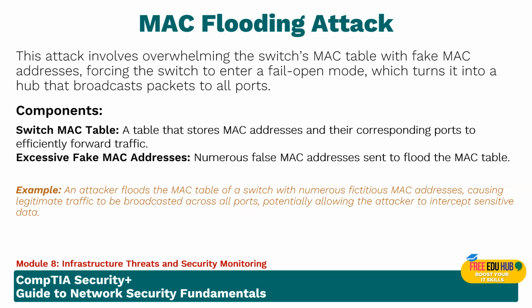A network switch typically maintains a MAC table that maps each MAC address to the corresponding port. In a MAC flooding attack, the attacker sends a large number of Ethernet frames, each with a different or random MAC address, to the switch. The goal is to overflow the MAC table, forcing the switch to enter a fallback mode where it sends all incoming traffic to all ports, effectively turning the switch into a hub. This can lead to traffic snooping and interception by malicious actors.